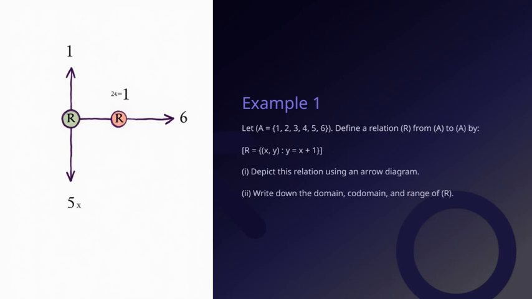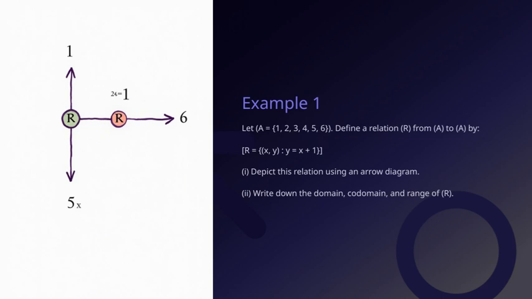Now let's look at the second part. We need to write down the domain, codomain, and range of this relation R. Remember, R is defined as the set of all pairs (x, y) where y = x + 1. Next, for the first part, we're asked to depict this relation visually using an arrow diagram. Think of it as drawing arrows from each element in the domain to its corresponding element in the codomain based on the rule y = x + 1.